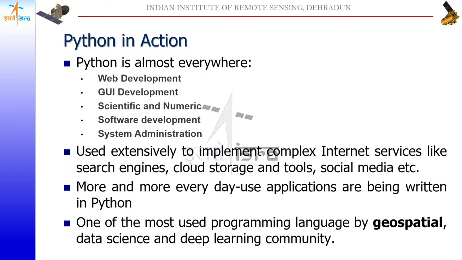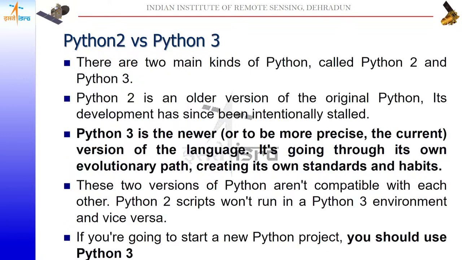Plus it is used extensively to implement complex internet services, like many search engines, cloud storage tools and social media platforms like Instagram and Facebook, which are also using Python in some way or other. And because Python is evolving daily, more and more everyday applications are being written in Python, because a lot of communities are contributing to its development and writing new applications for Python. Among the geospatial community also, Python is quite popular.